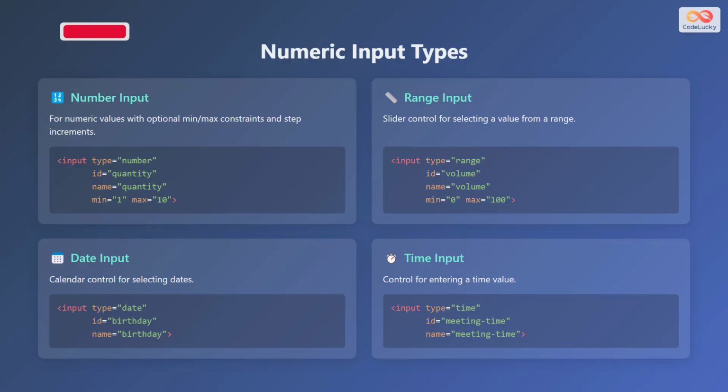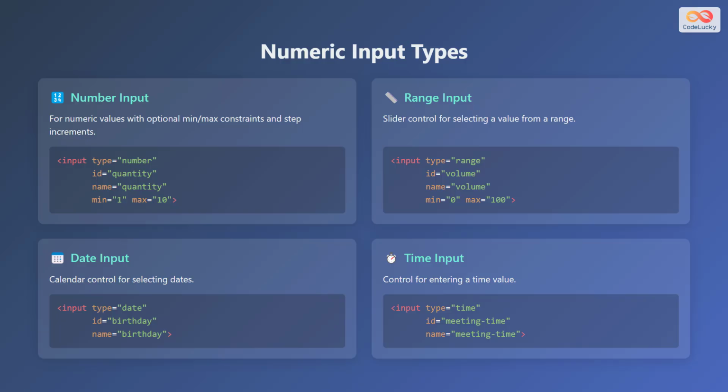In this section, let's explore the various numeric input types available in HTML forms. First, we have the number input. This is designed for numeric values with optional minimum, maximum constraints, and step increments, such as specifying the quantity of an item. Here's an example of how to implement it. Next, we have the range input, which provides a slider control for selecting a value from a range. Here is an example of the code.